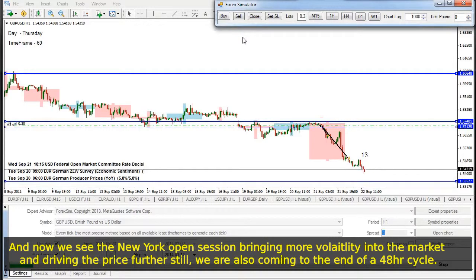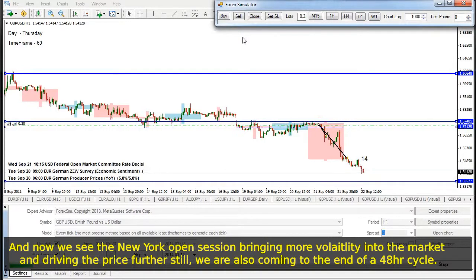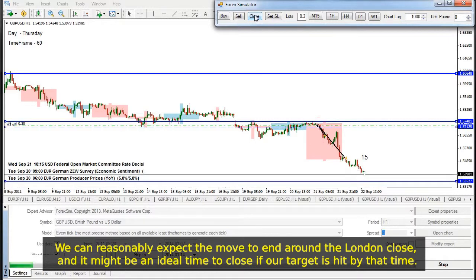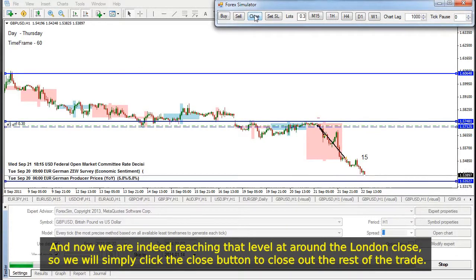And now we see the New York Open session bringing more volatility into the market and driving the price further still. We are also coming to the end of a 48-hour cycle. We can reasonably expect the move to end around the London close, and it might be an ideal time to close if our target is hit by that time. And now we are indeed reaching that level at around the London close, so we simply click the close button to close out the rest of the trade.